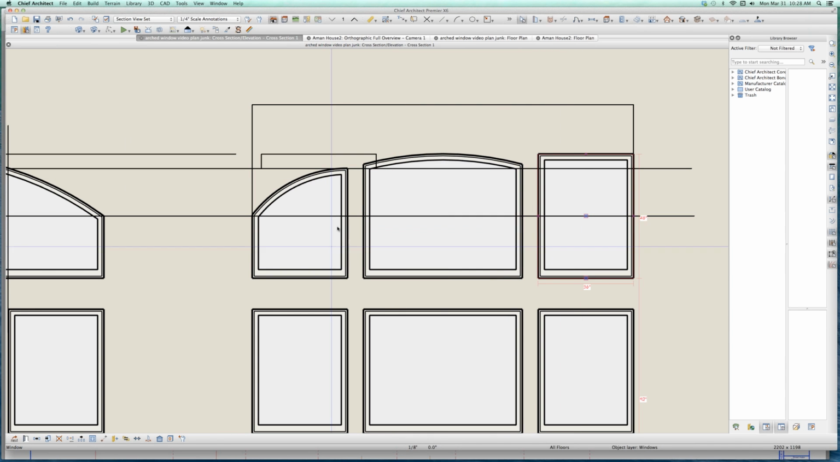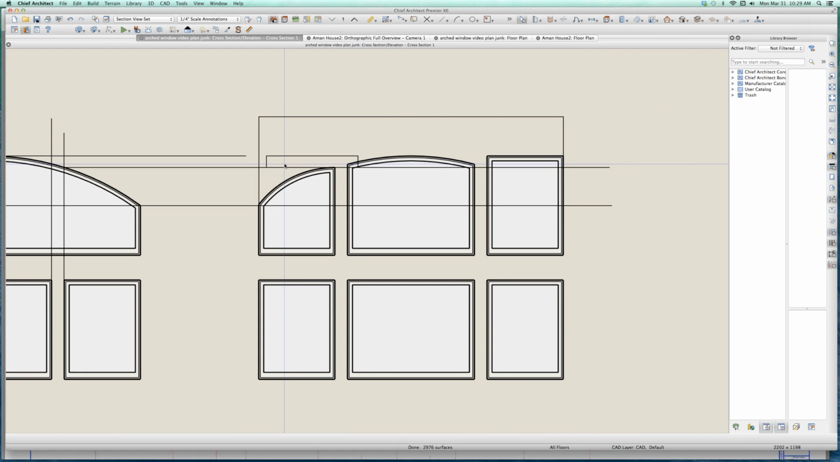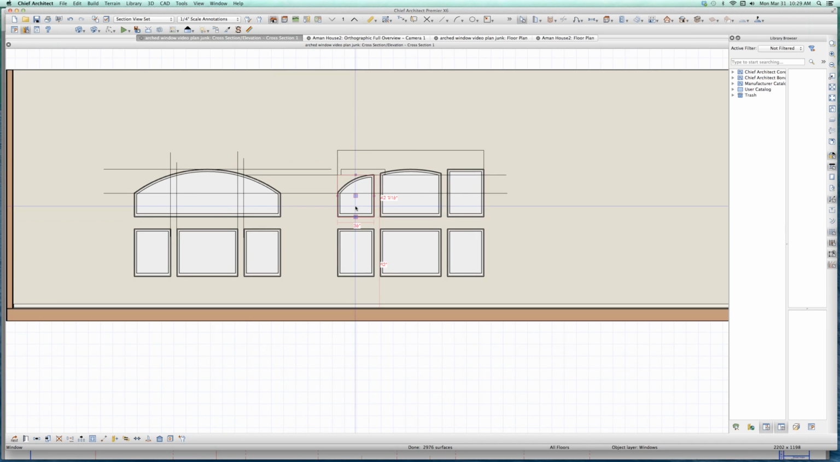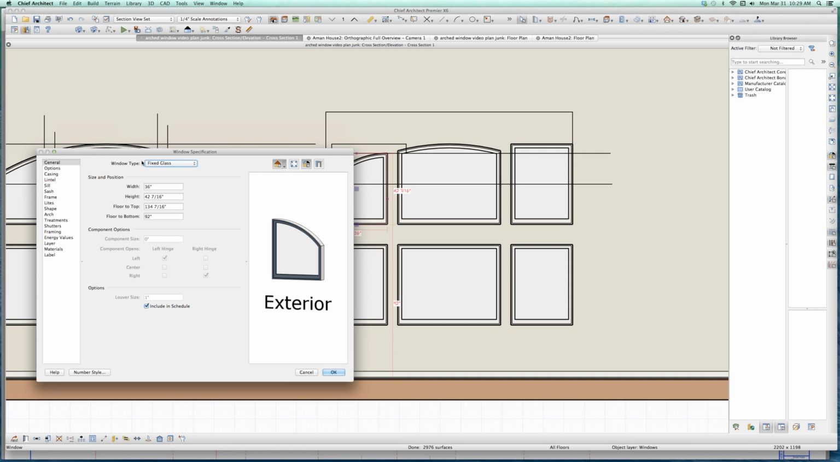Now the question is, how do you control this arch over these three windows so it all matches? It took me a second to remember how to do this. Essentially, with these three windows right here, you have to design it as an arch. But what kind of an arch? That's the question.